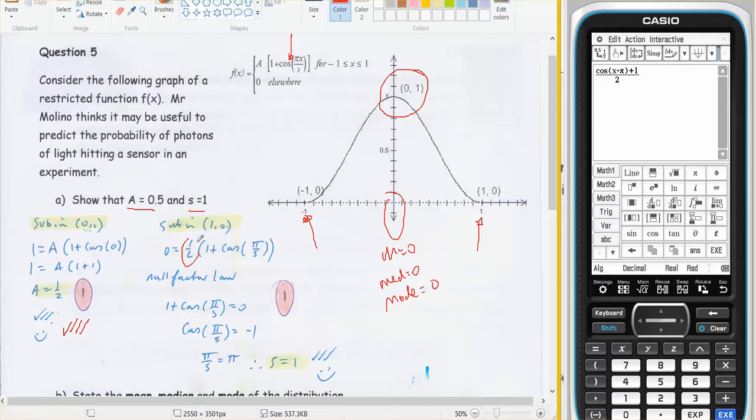I'm going to put A equals a half into the equation, then sub in another point. I chose this one, which means I have a half bracket 1 plus cos of pi on s. Since I've got the null factor law, either this equals 0 or this equals 0. When 1 plus cos of pi on s equals 0, the 1 goes across, so cos of pi on s equals -1, therefore theta is pi. Pi equals pi on s, s equals 1.